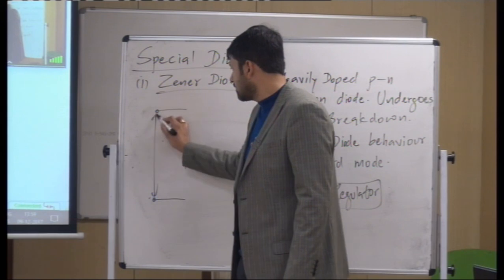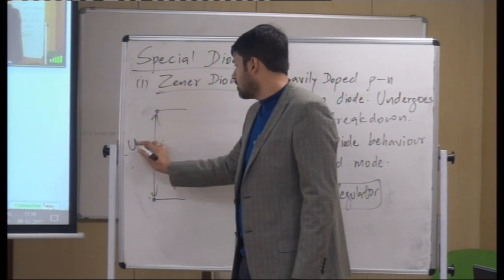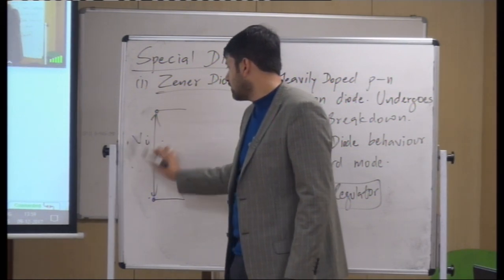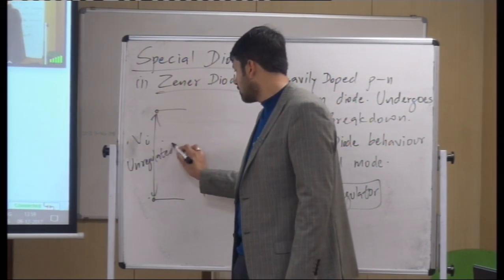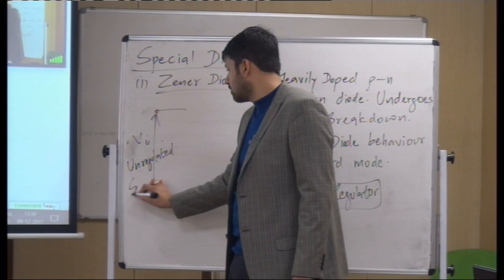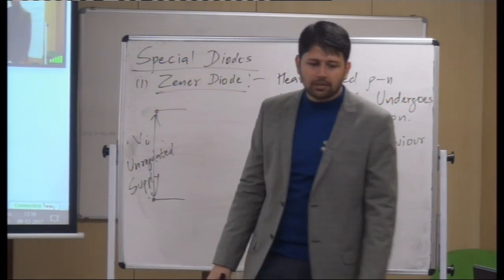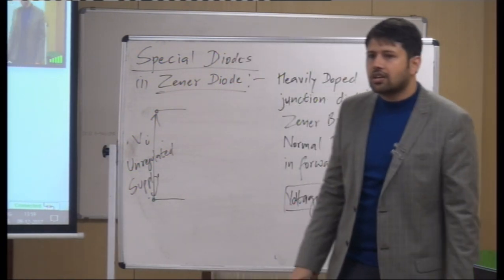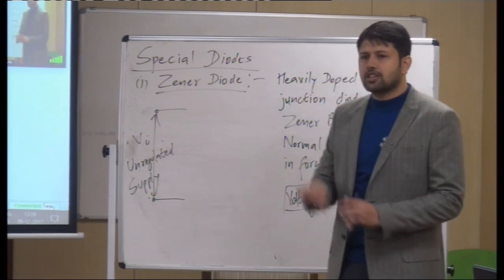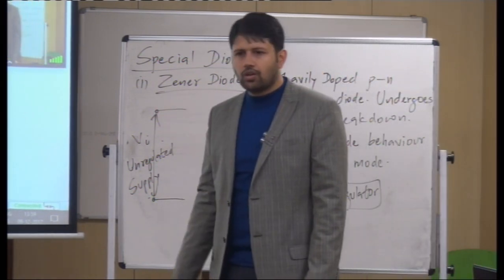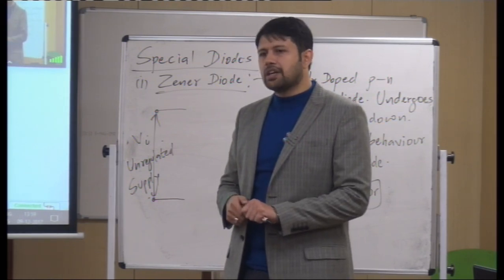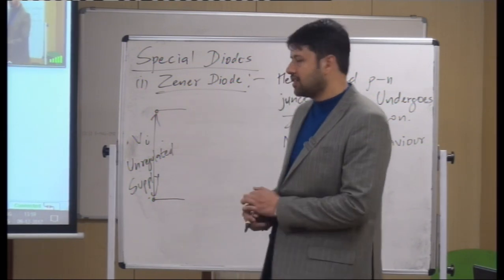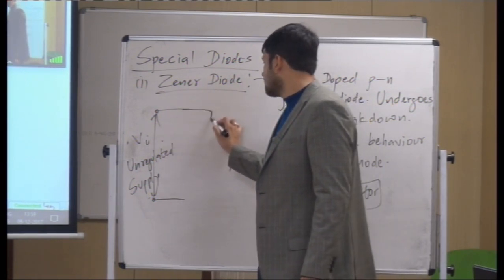Let's say this is Vi, this is the unregulated supply. What does unregulated supply mean? It means it is not constant. At times, spikes of high voltage come. So it's a DC supply, but with some spikes of high voltage.